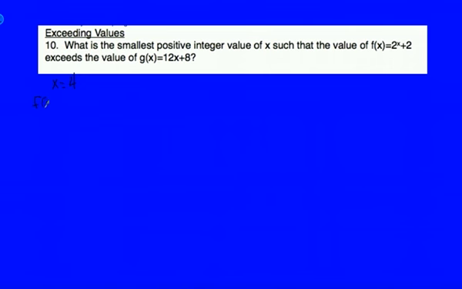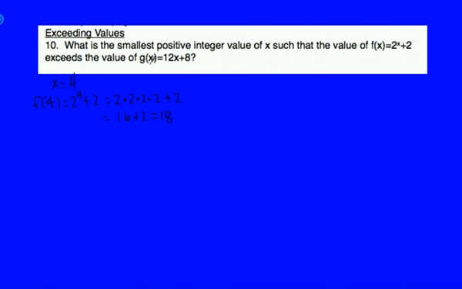So if we do 4, we'll do f of 4 equals 2 to the 4th plus 2. Well, 2 to the 4th means 2 times 2 times 2 times 2, and then add 2 at the end. 2 times 2 is 4. 4 times 2 is 8. 8 times 2 is 16. So I would have 16 plus 2, which is 18.